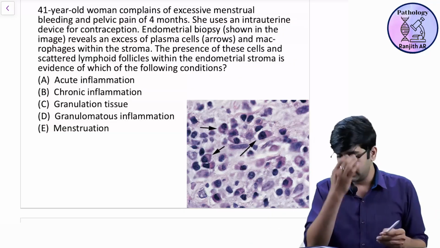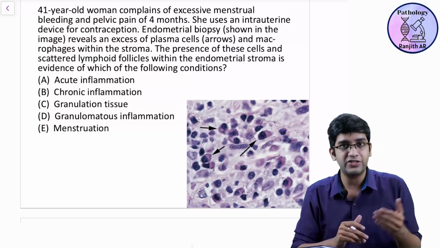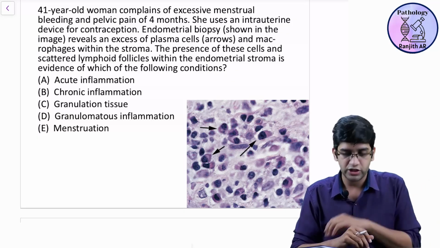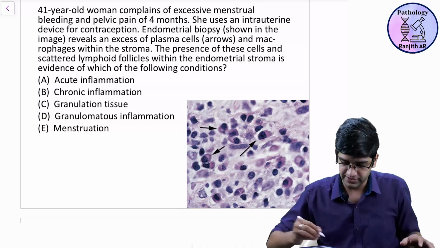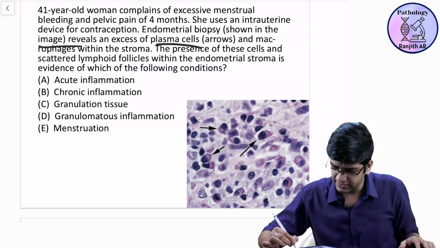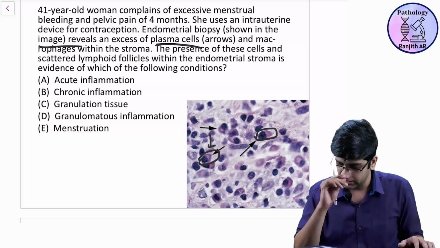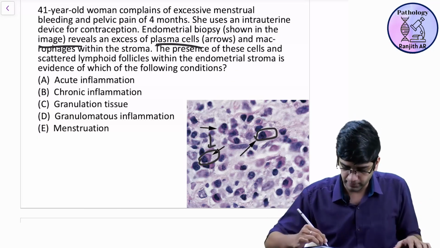A 41-year-old woman complains of excessive menstrual bleeding and pelvic pain for 4 months, intrauterine contraception is in place, and the endometrial biopsy shows plasma cells. They have given plasma cells. Yeah, it looks like a plasma cell. Eccentric nucleus, pink color, with a perinuclear halo, right? So which of the following is the type of inflammation?